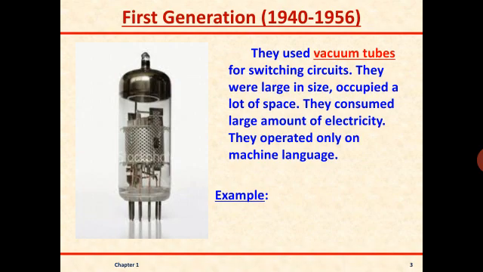This first generation of computers solved problems very slowly. They would take one problem at a time to solve. These first generation computers were operating on machine language.